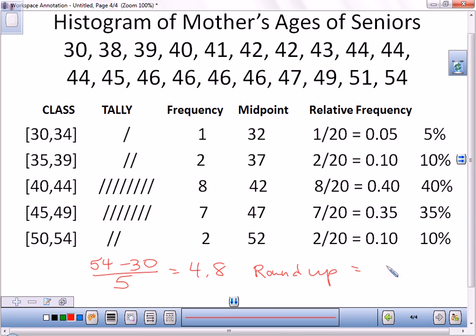So I start with my least value, and that's my lower limit. Add 5. That's my next class. Add 5. That's my next class. Add 5. That's my next class. Add 5. That's my next class. Then, what is 1 less than 35? 34. 1 less than 40? 39. 1 less than 45? 44. 1 less than 50? 49. The next one would be 1 less than 55. 54. And then what we do is we count.